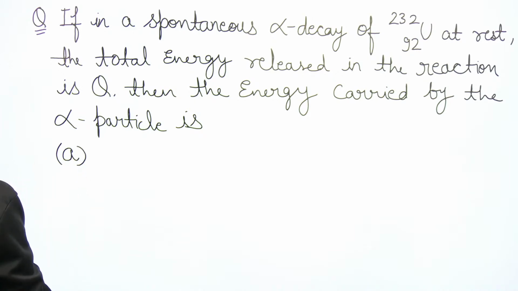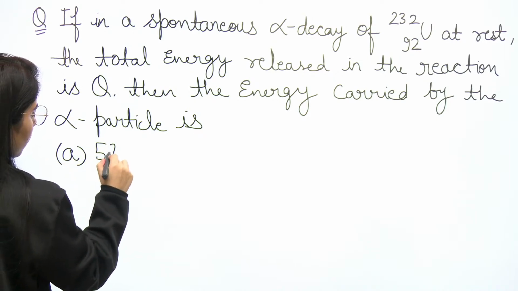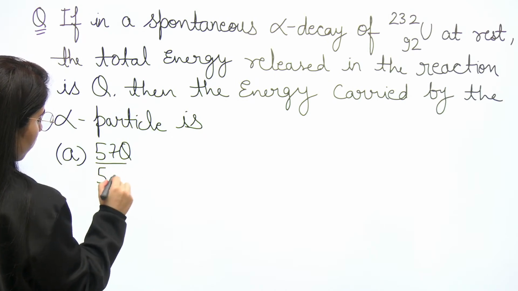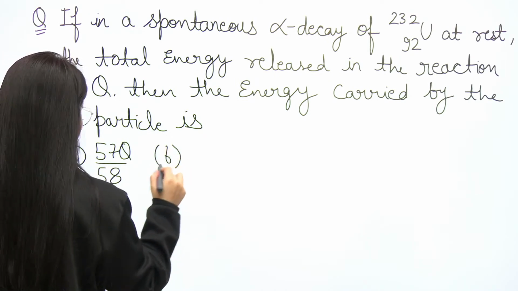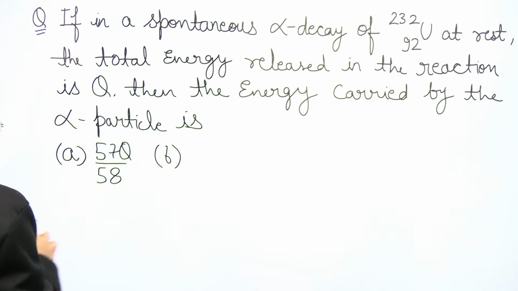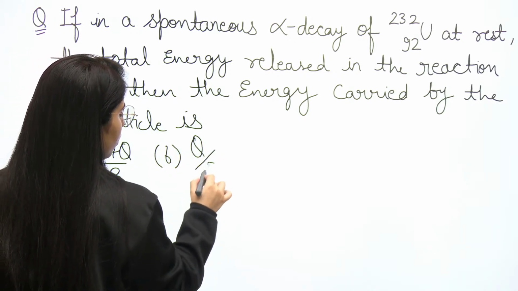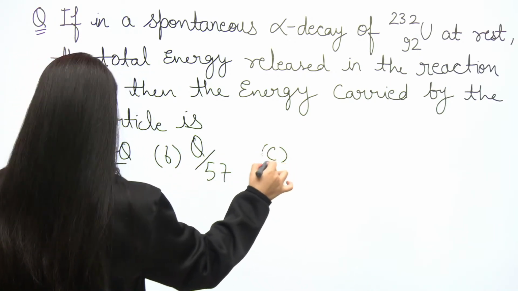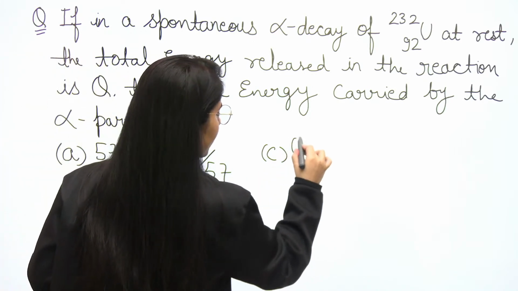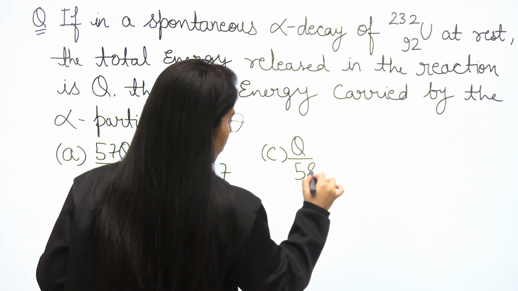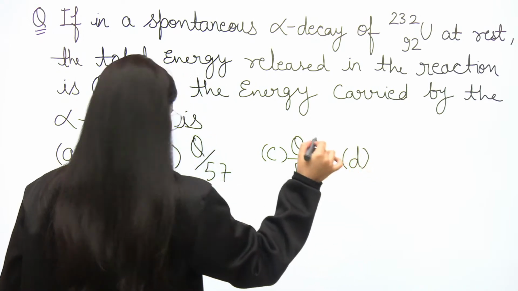Options are 57Q by 58, Q upon 57, Q upon 58, 23Q upon 58.